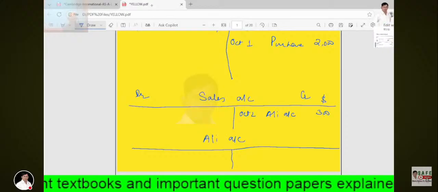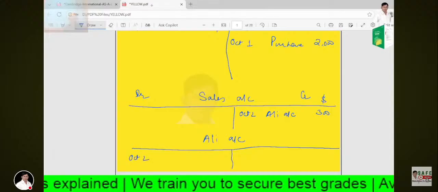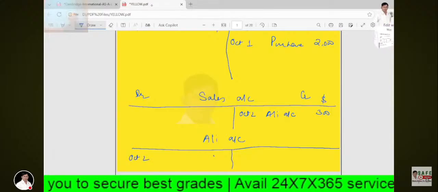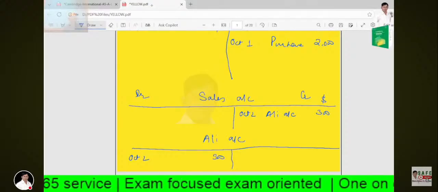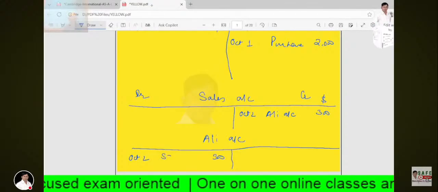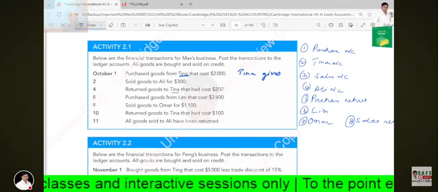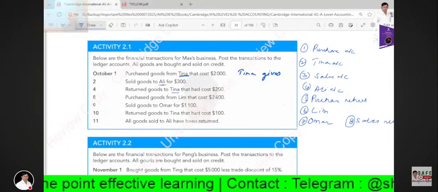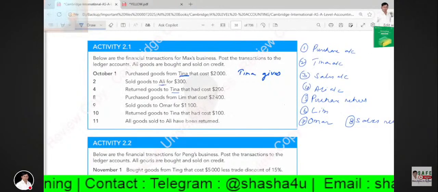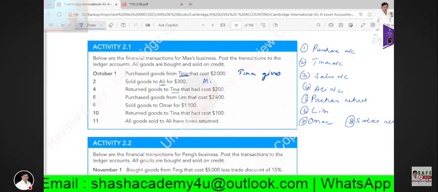So now Ali account will be debited. What date? October 2nd. Ali account will be debited. So now one more thing: here we have to see what Ali is doing. When we sell goods to Ali, Ali is the account that receives. Ali receives, right?